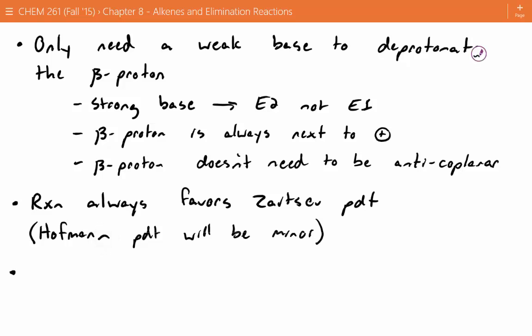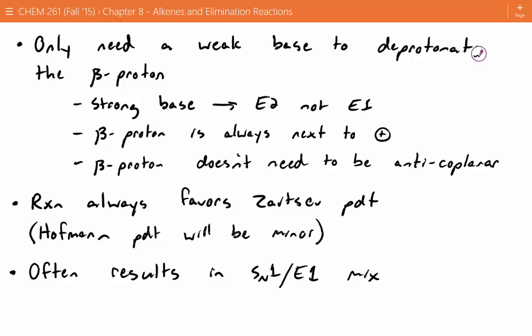The one bad thing with an E1 reaction is that you're always in competition with an SN1 reaction for the most part. So it often results in an SN1/E1 mix. What's one way we could favor the E1 elimination over the SN1 substitution? Heat it up. So if you are a chemist and you want to favor the E1 elimination, you heat it up. If you want to favor the SN1 reaction, you can cool it down.